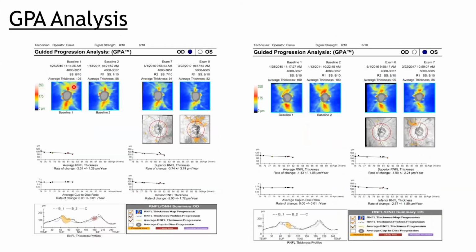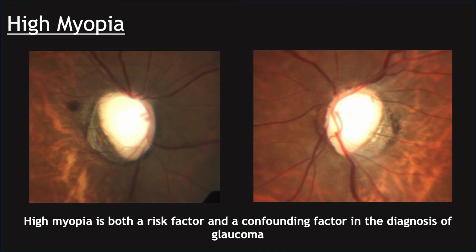And here is the progression analysis, which Dr. Morelli already talked to you about. So, we always have to remember that glaucoma is a progressive disease and that we need to make sure that we follow these patients carefully over time. Okay, other masqueraders. This is the tough guy, high myopia.